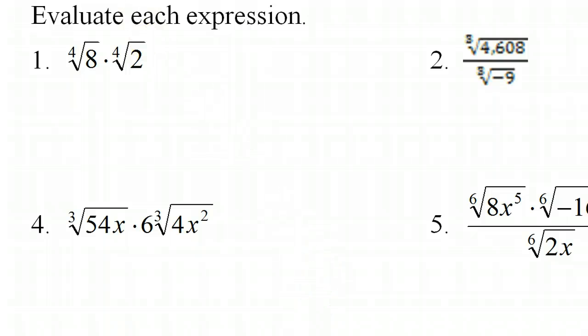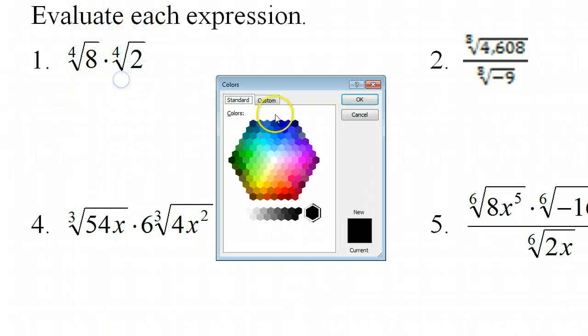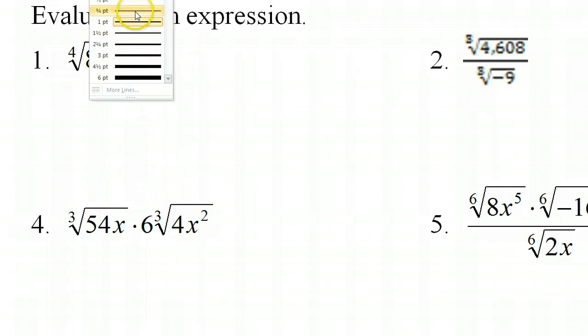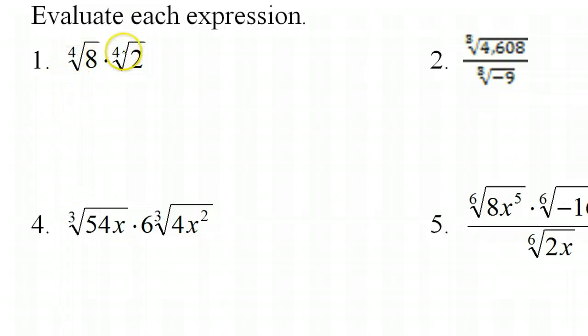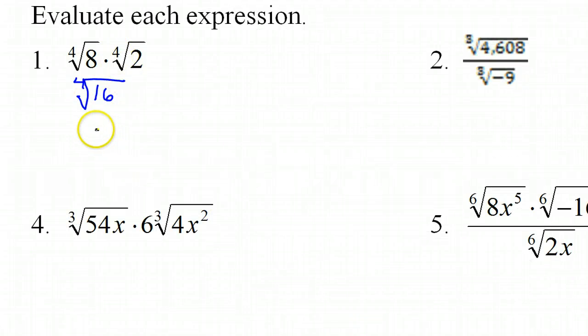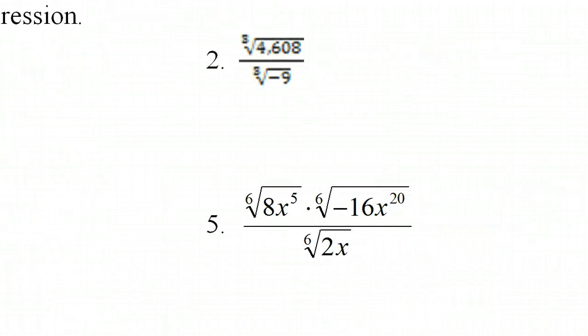The key thing that I want you to carry around in your brain is the idea that if the roots are the same, you can do the operation, the multiplication or whatever it is. So, since they're both fourth root, I can go ahead and multiply these together and get the fourth root of 16. Now, looking at the chart under fourth power, I see the 16, so I see that the fourth root of 16 is 2. So that is going to be 2. Alright, that was crazy easy, man.